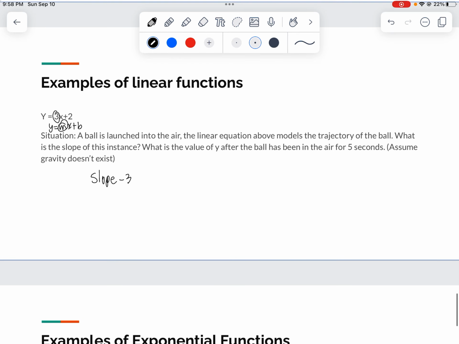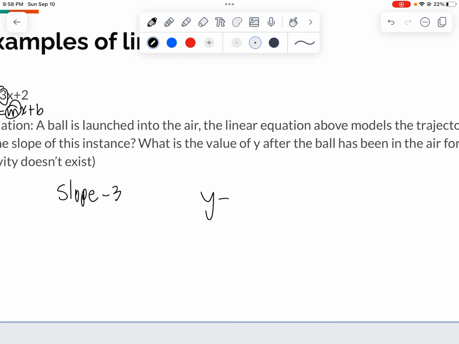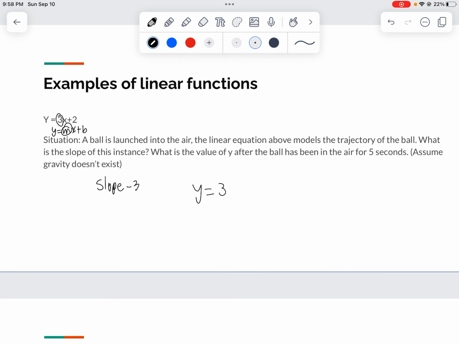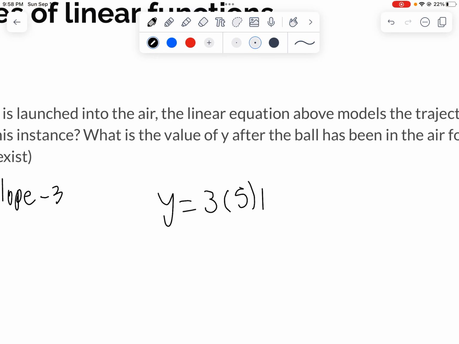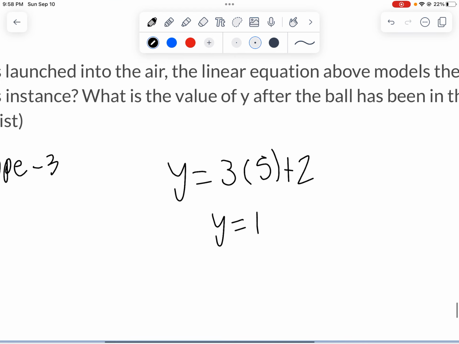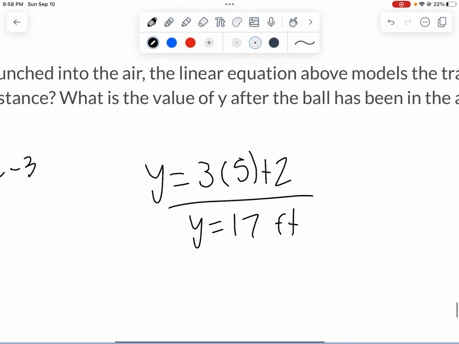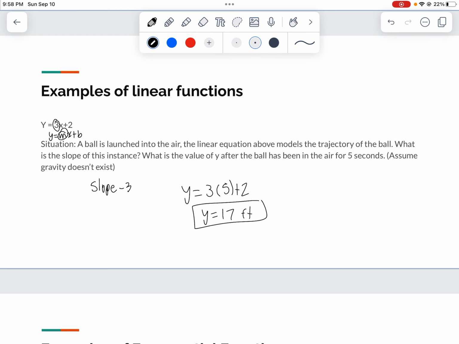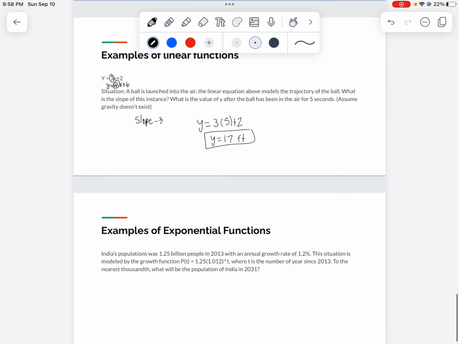What is the value of y after the ball has been launched in the air for 5 seconds? All we do here is we know time is our x-axis, so those are our x values. If it has been launched in the air for 5 seconds, we can just plug in 5 for x. And obviously we assume gravity doesn't exist, so y equals 17. Probably feet, they never told us, but I would assume feet. Whatever unit they tell you, you should indicate in your answer.